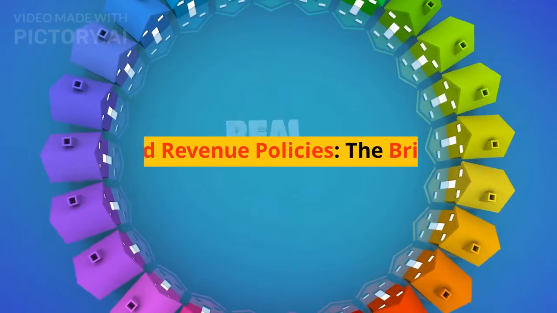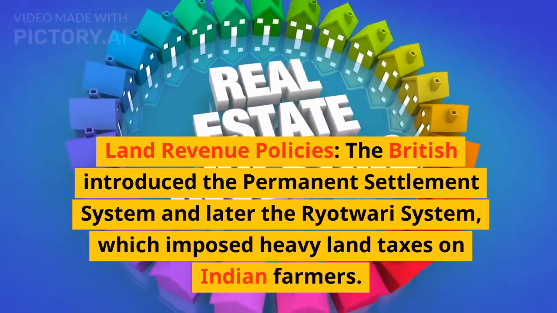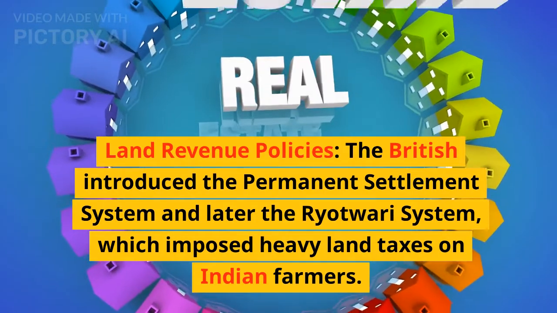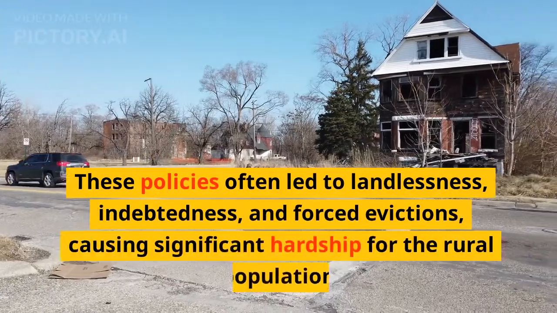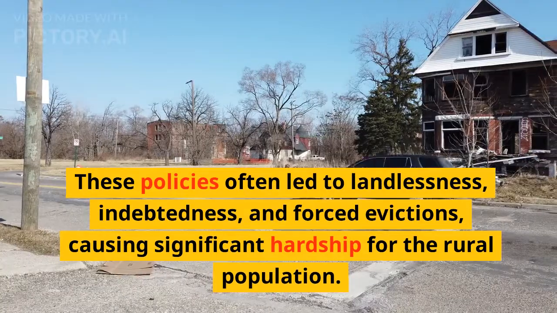Land revenue policies. The British introduced the permanent settlement system and later the Ryotwari system, which imposed heavy land taxes on Indian farmers. These policies often led to landlessness, indebtedness, and forced evictions, causing significant hardship for the rural population.